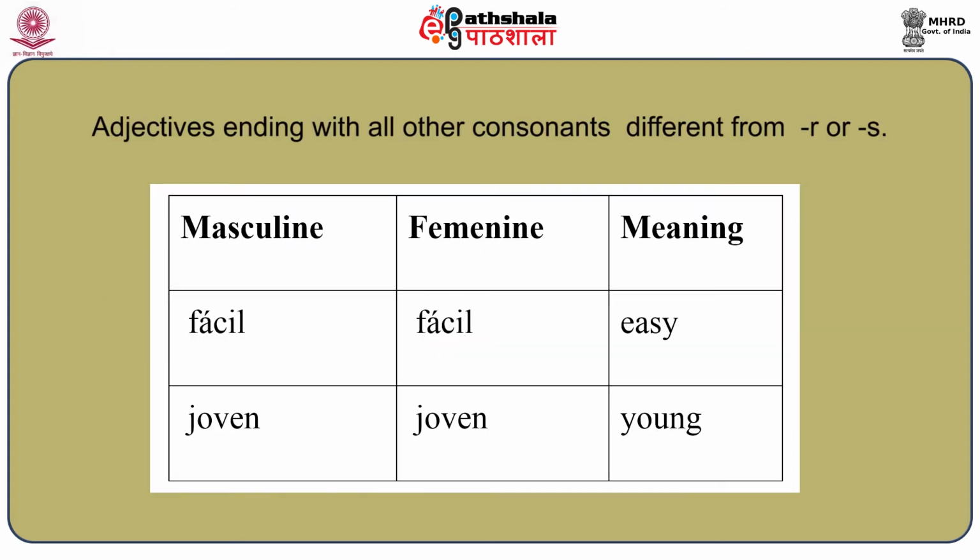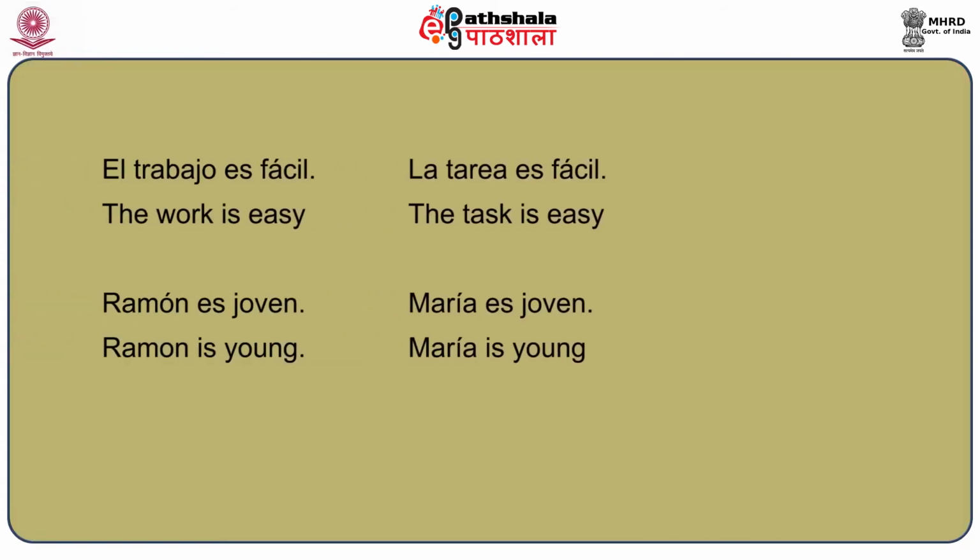Now adjectives ending with all other consonants different from R or S will also not change. For example, fácil remains the same for both masculine and feminine. Same way, joven remains the same. So fácil means easy and joven means young. Let's use these adjectives in sentences. For example, el trabajo es fácil, meaning the work is easy. O la tarea es fácil, meaning the task is easy. Same way, Ramón es joven, meaning Ramón is young. Y María es joven, meaning María is young.